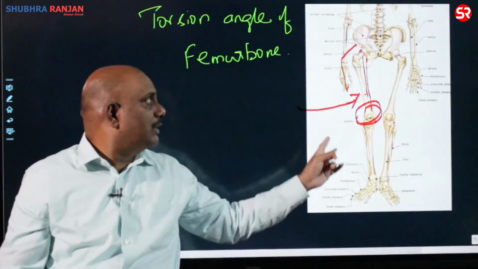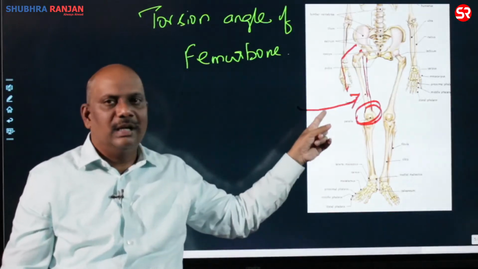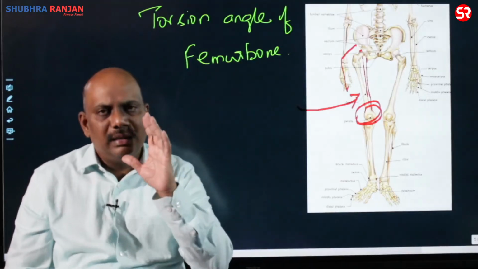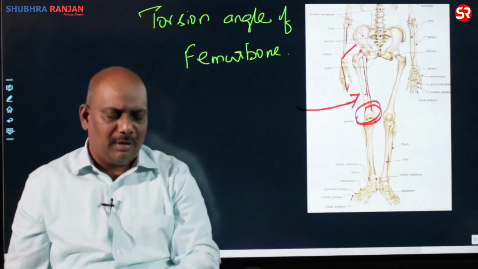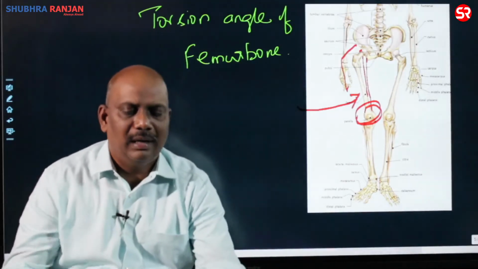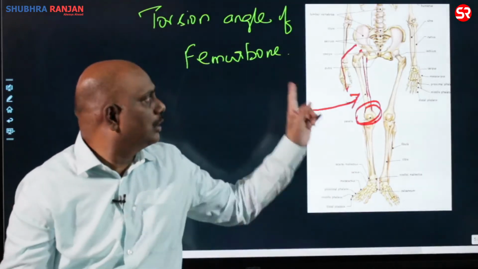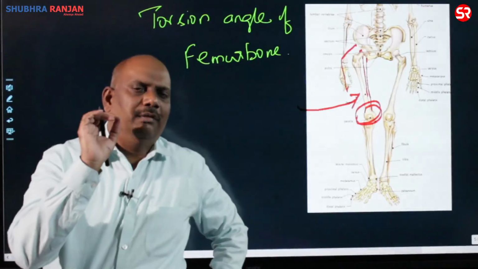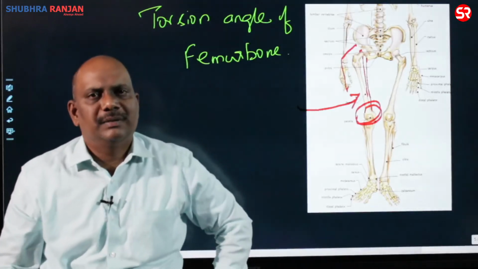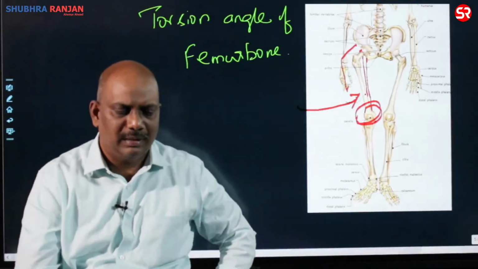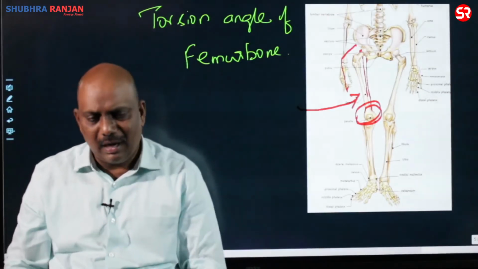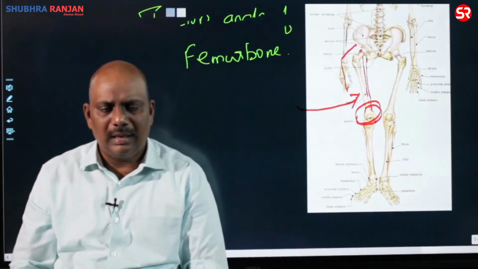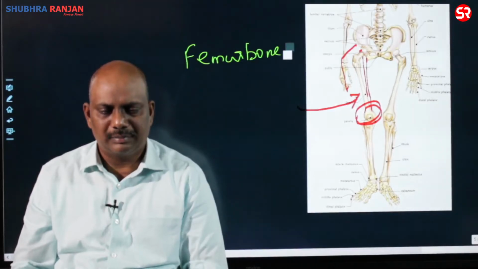Even the presence of this torsion angle is a weight bearing modification, and this weight bearing modification is found in Australopithecus, that is, torsion angle of the femur bone. Torsion angle of the femur bone is present. Next, one important thing: we got an erect posture and also a bipedal locomotion.